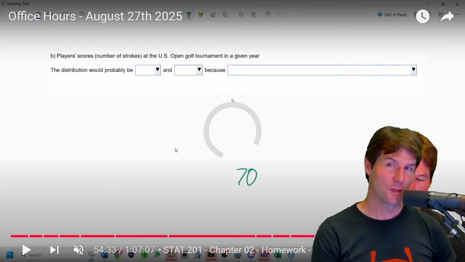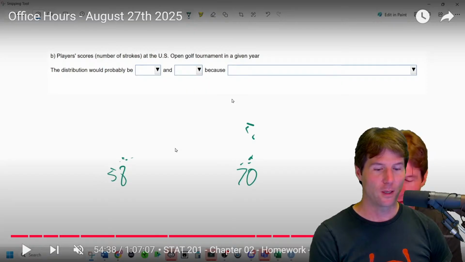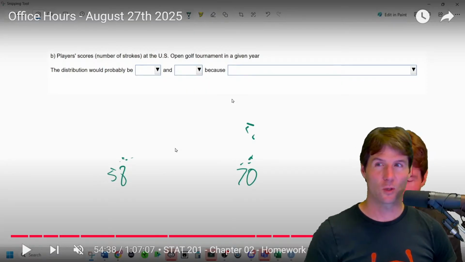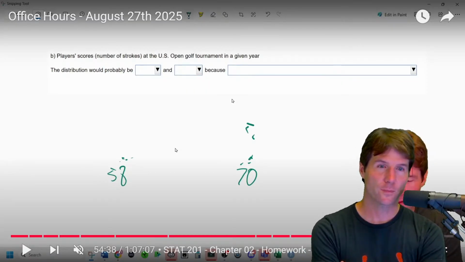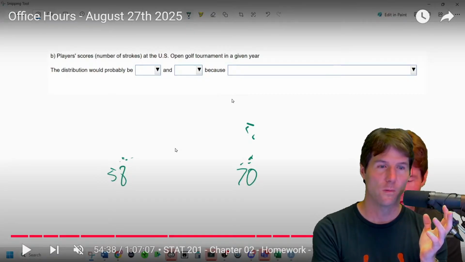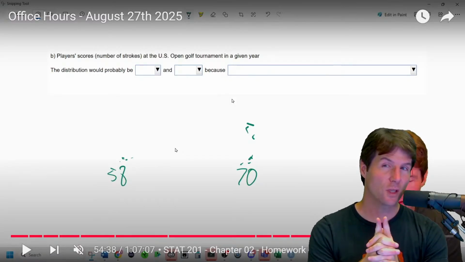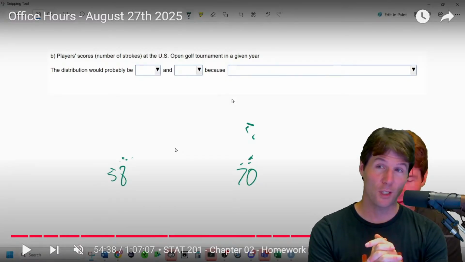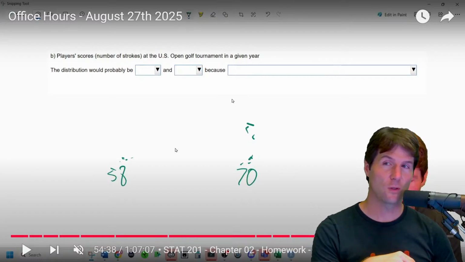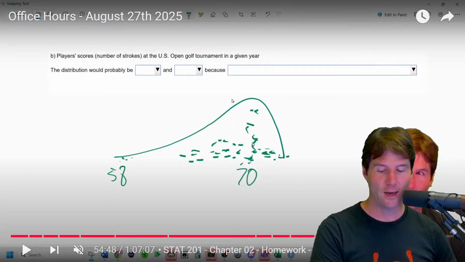But think about this. Is there going to be a lot of people with awesome scores or a lot of people with average scores? Awesome scores are lower in golf. Mostly average. So if there's a lot of people with average scores and only a few awesome scores, this is skewed to the what? If there's a lot of people around the average and then only a few people with awesome scores, this is skewed to the what?